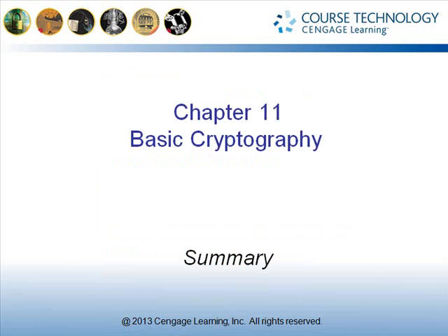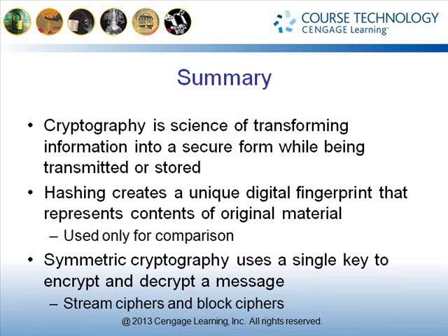Let's summarize what we've talked about in basic cryptography. We said that cryptography is the science of transforming information into a secure form while it's being transmitted or stored. Hashing creates a unique digital fingerprint that represents the contents of the original material, yet hashing is only used for comparison. Symmetric cryptography uses a single key to encrypt and decrypt a message, and symmetric cryptography can be divided into those that use stream ciphers and those that use block ciphers.